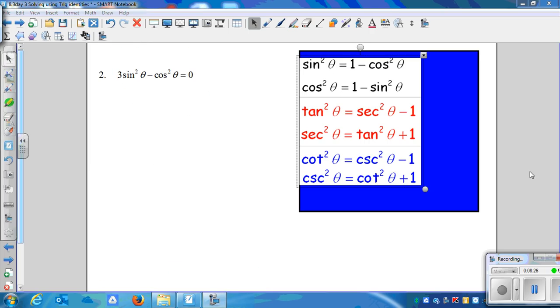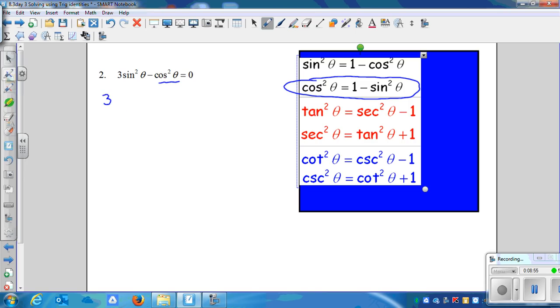Number 2. So there are two options here. I have sine squared theta and cosine squared theta in the problem, and I can choose to either replace sine squared theta or I can replace cosine squared theta. So in this problem, I'm going to replace the cosine squared theta. So I go over to my list here and I can see that I can replace cosine squared theta with 1 minus sine squared theta. So that's what I'm going to do.